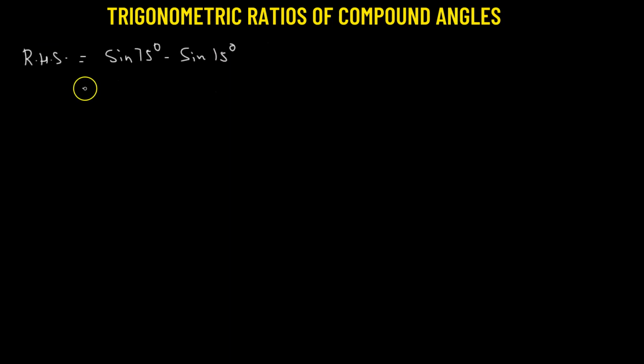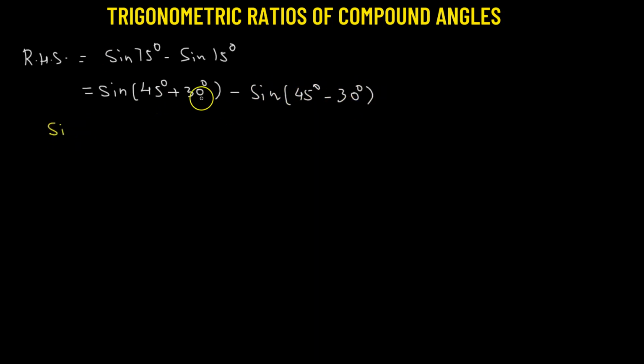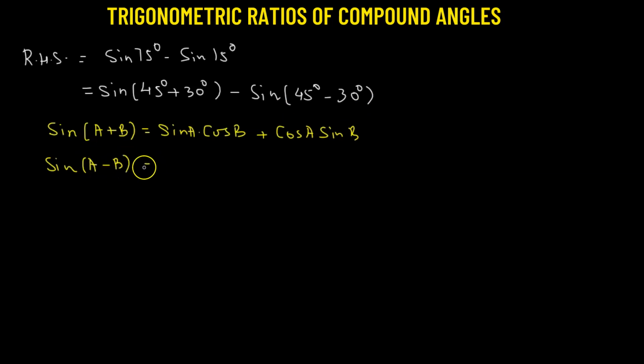Now sine 75 degrees, we can express as sine of 45 degrees plus 30 degrees, minus sine 15 degrees, which is sine of 45 degrees minus 30 degrees. This would mean exactly the same thing. Here we're going to expand sine 45 plus 30 by using the formula sine of A plus B, which expands to give us sine A times cos B plus cos A times sine B. And we can expand sine 45 minus 30 degrees by using the formula for sine A minus B, which will be sine A cos B minus cosine A times sine B.